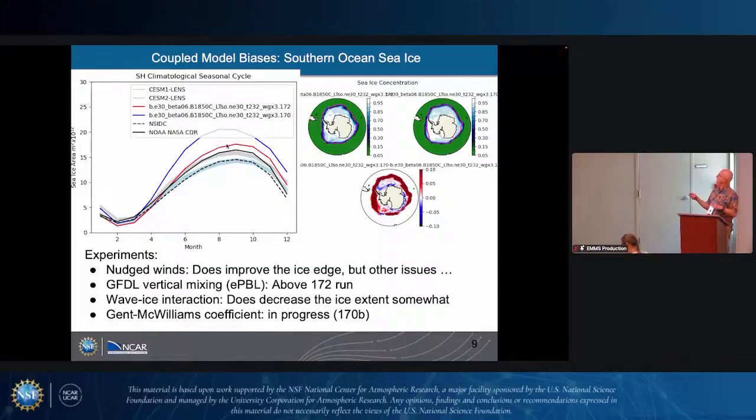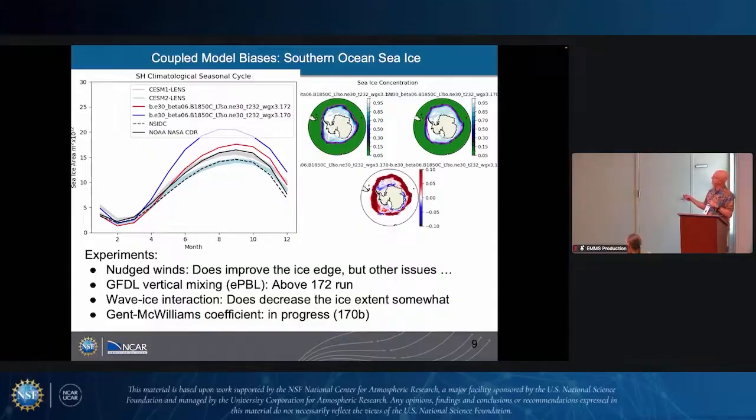So anyway, here's the seasonal cycle that I was talking about, and this blue curve here is one of the control runs that we have from pretty recently, and you can see it significantly overestimates the area in the winter months in the southern hemisphere. And then here are the two observed products that I talked about, the CDR and NSIDC. Interestingly, CSM1 looks really good compared to CDR. CSM2 looks really good compared to the NSIDC, so you can pick whichever one you want.